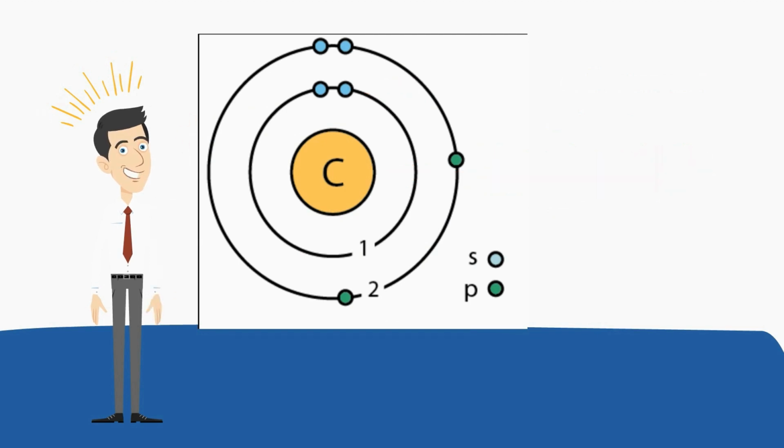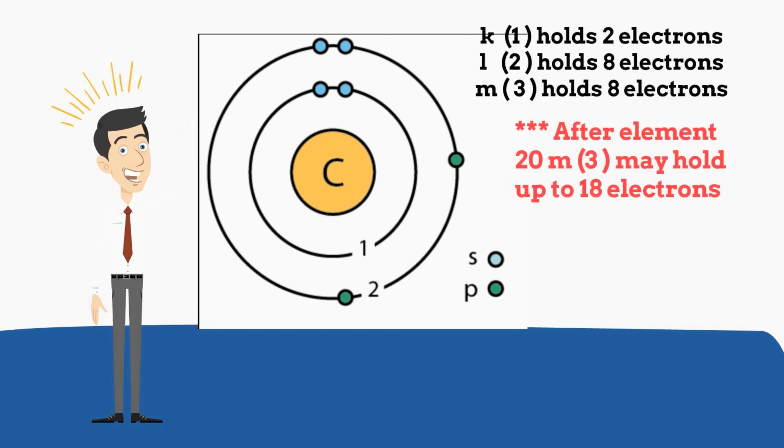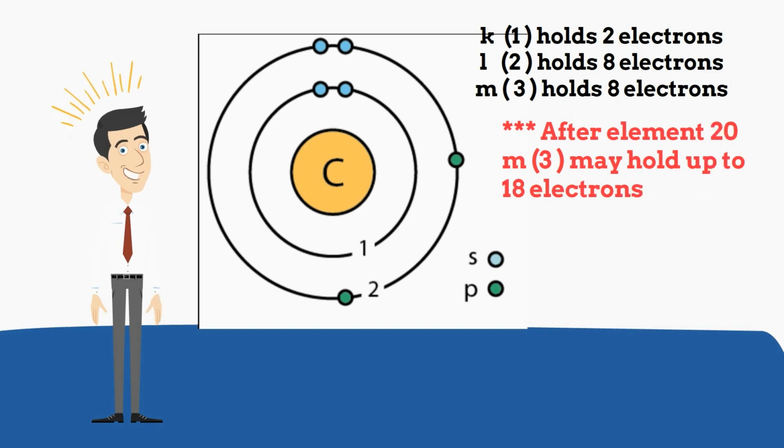For these examples, you will need to know that shell 1, or K, will hold 2. Shell 2, or L, will hold up to 8. And 3, or M, will hold up to 8 also. So you always fill in the lower energy before the outer. Since carbon has 6 electrons, you will put 2 electrons in the first energy shell, and then you will put 4 in the second, and it looks like this.